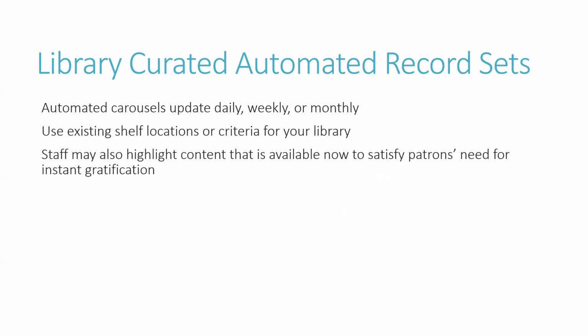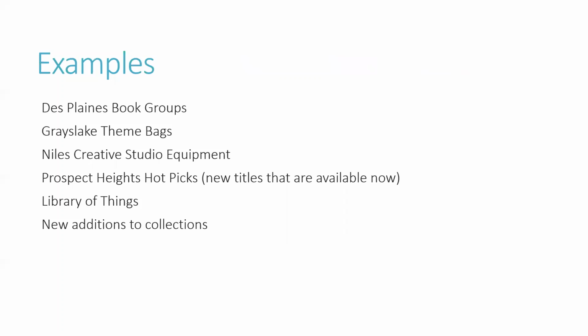So the idea with this is we take perhaps new movies, if you have a book club, if you have a library of things, we can pull all of that content into an automated record set that updates as new content is added, and then that information is featured to your patrons. So let me give you a couple of examples. I really like the Displays book group has an automated record set, and that pulls in all of their new book group editions. Grays Lake has theme bags that are pulled into their record set.